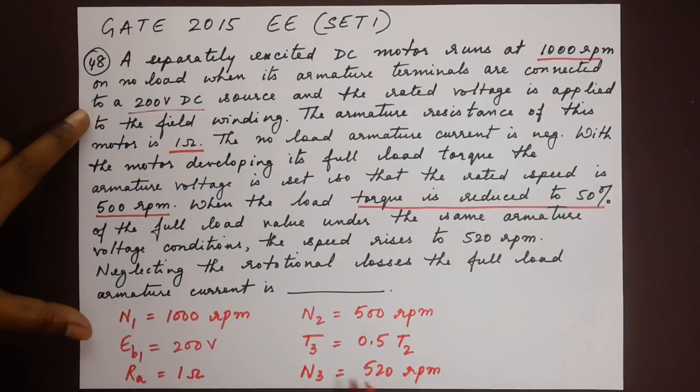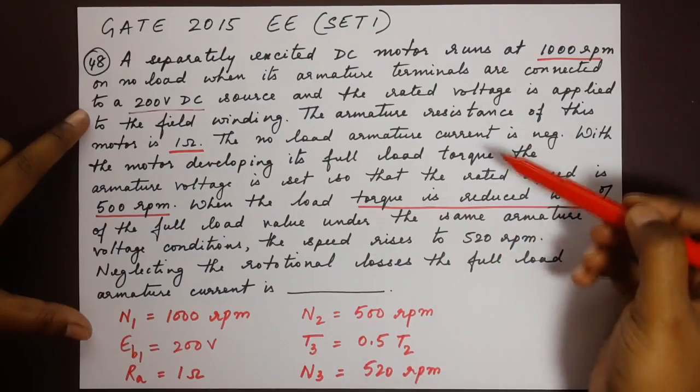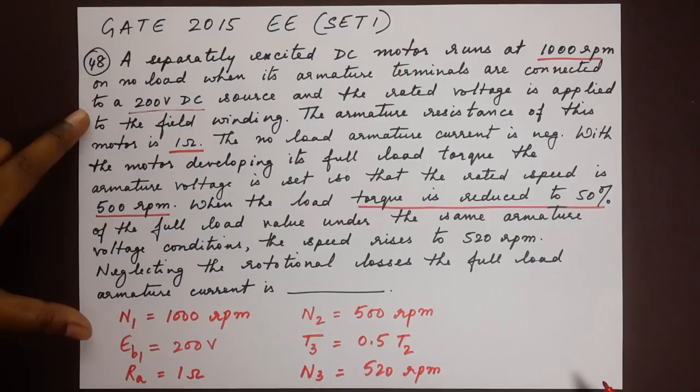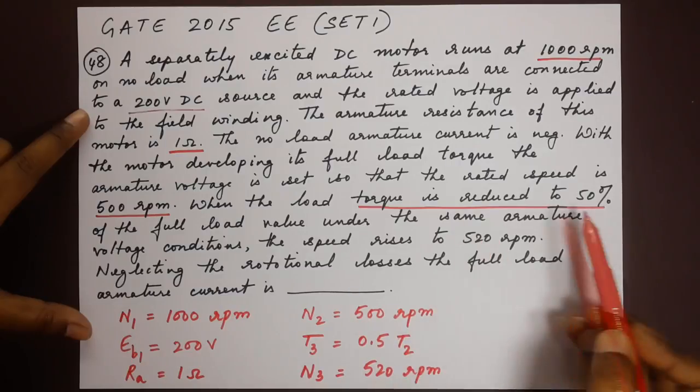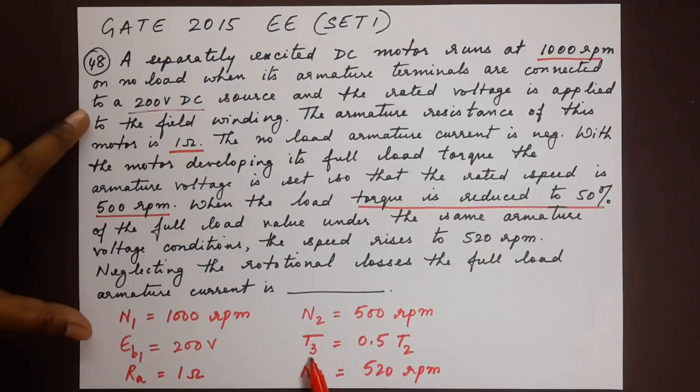I hope you're following. I'm using different subscripts, but they indicate two different cases that have been stated in the question. At N2, 500 rpm, torque is T2. Then the torque reduces to 50%, that becomes T3. So T3 is 0.5 T2. And then the speed becomes 520 rpm. So this is all that we have. Now we are supposed to find out the armature current.